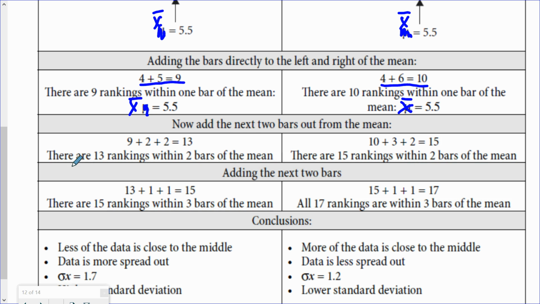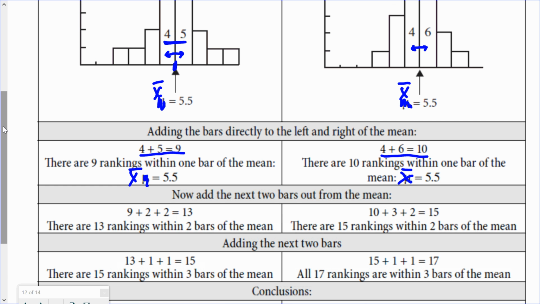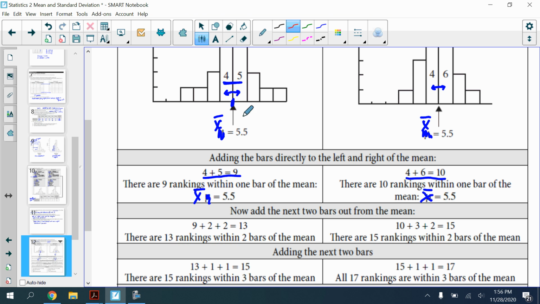So it says now add 2 bars out from the mean. So now, instead of just 1 bar, we're going to add 2 bars out from the mean, this one, 2 bars out from the mean. So for restaurant A, we had those 9 already from here, and then we have 2 here and 2 here. So in total, there were 13 rankings within 2 bars of the mean.